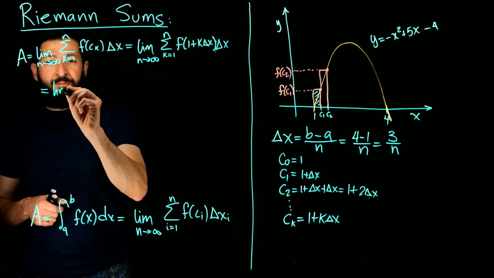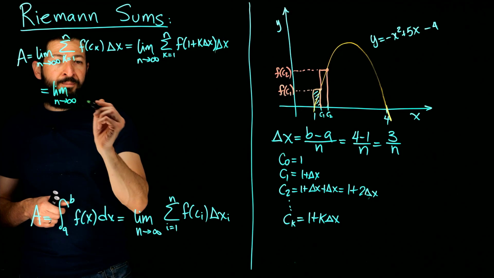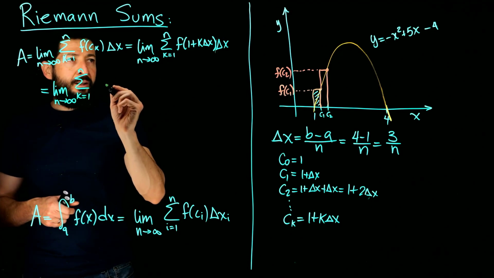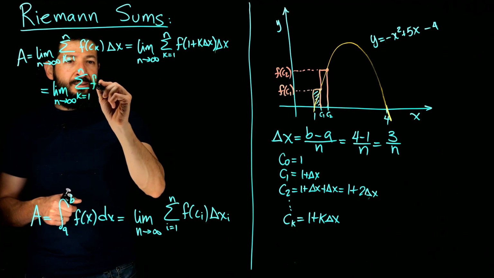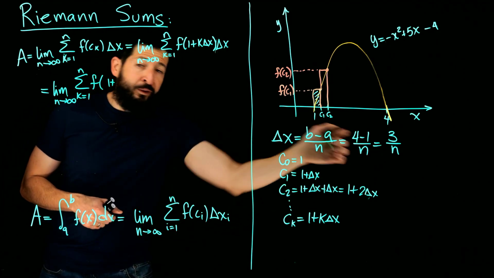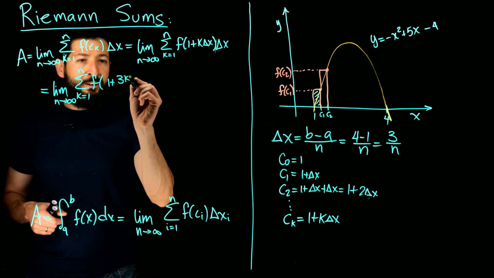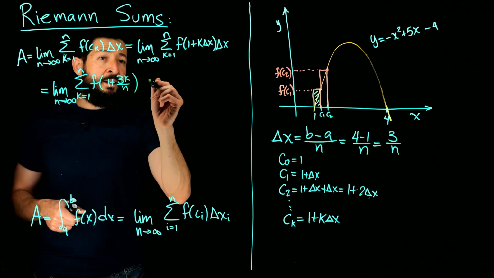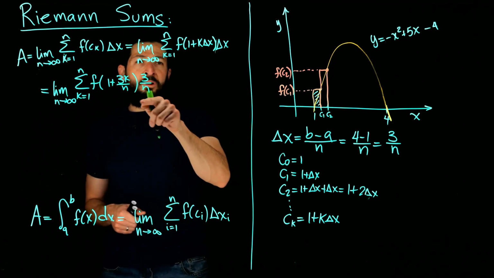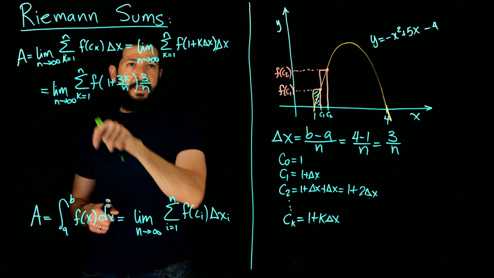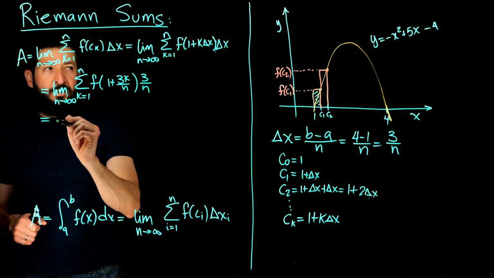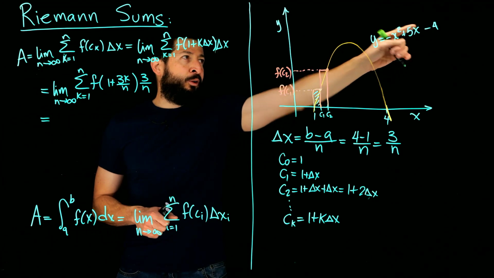So this is going to be the limit as n goes to infinity of the sum from k equals 1 to n. And then here I'm going to evaluate f at 1 plus k times 3 over n. So I can write that as 3k over n. And then here I have 3 over n that multiplies. Now, this 3 over n multiplies everybody. You can factor it out to the outside of this sum. And also, now we can evaluate the function, being this negative x squared plus 5x minus 4.